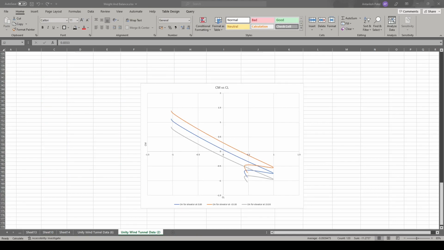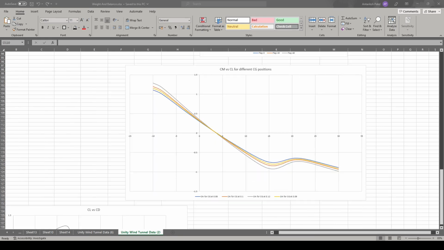This is a graph of CM versus CL for varying elevator angles. When the CM is 0, this is when the albatross trims. This is for a given CG position as the elevator angle varies from minus 15 to 15 degrees.